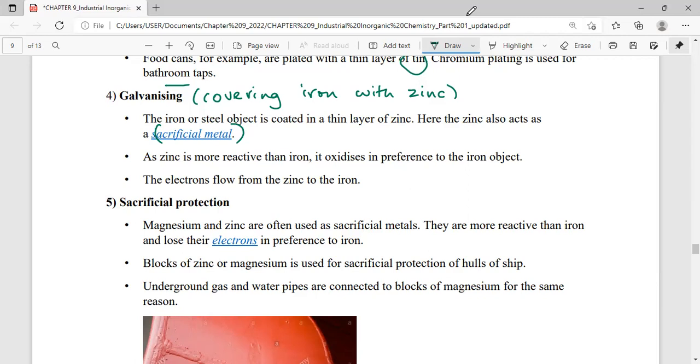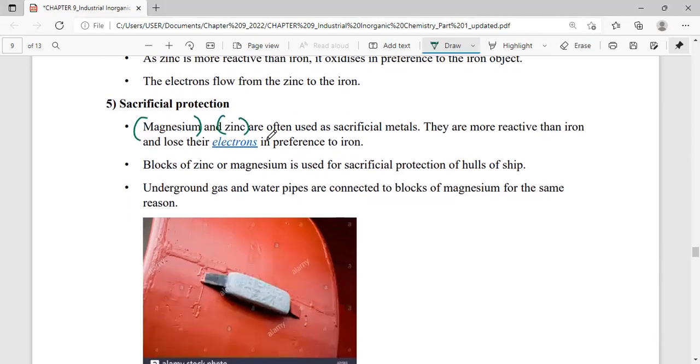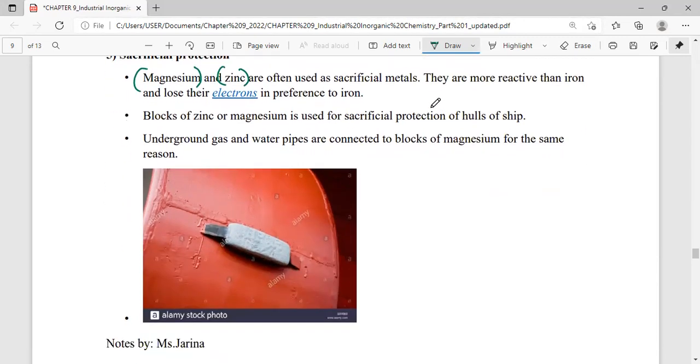Next one is sacrificial protection. The idea of sacrificial protection and galvanizing is similar, but in galvanizing, it's iron covered with zinc. In the case of sacrificial protection, any metal that is above zinc in the reactivity series can be used as a sacrificial metal. The common metals that are used will be magnesium and zinc. Let's see how this sacrificial protection method works.